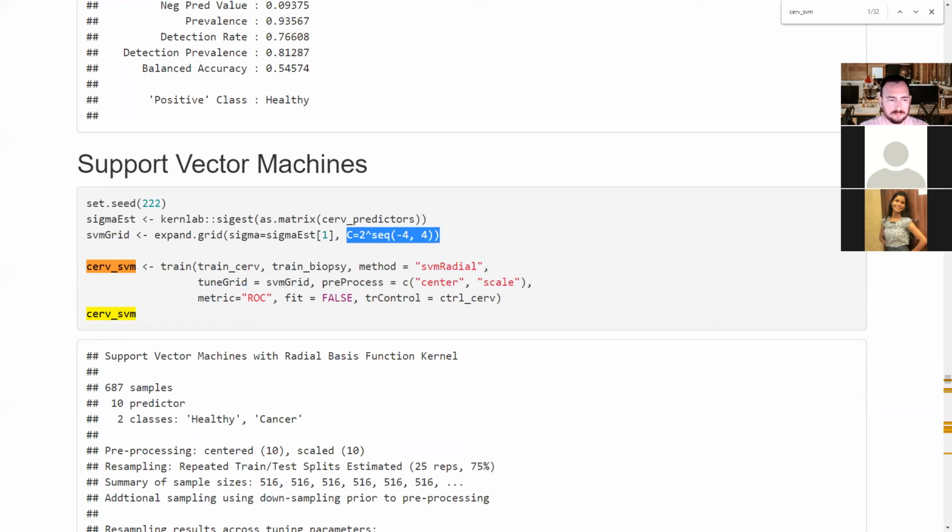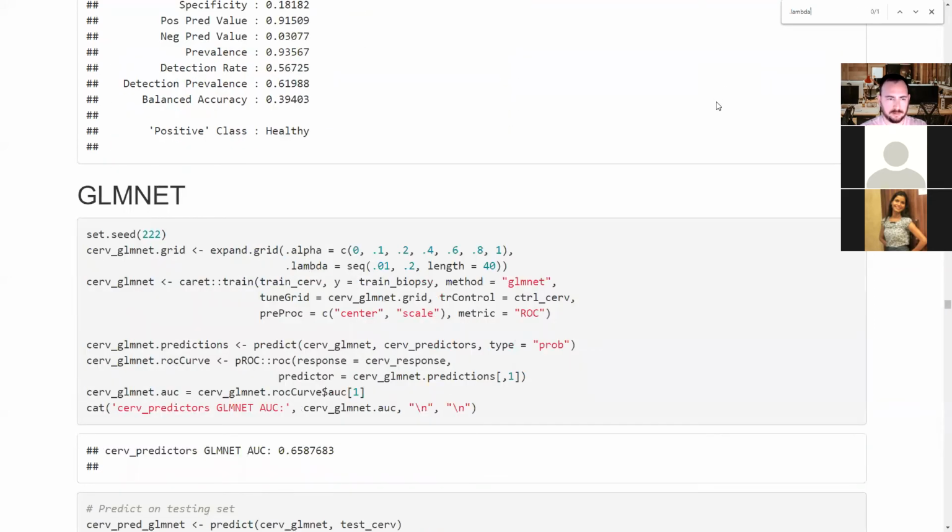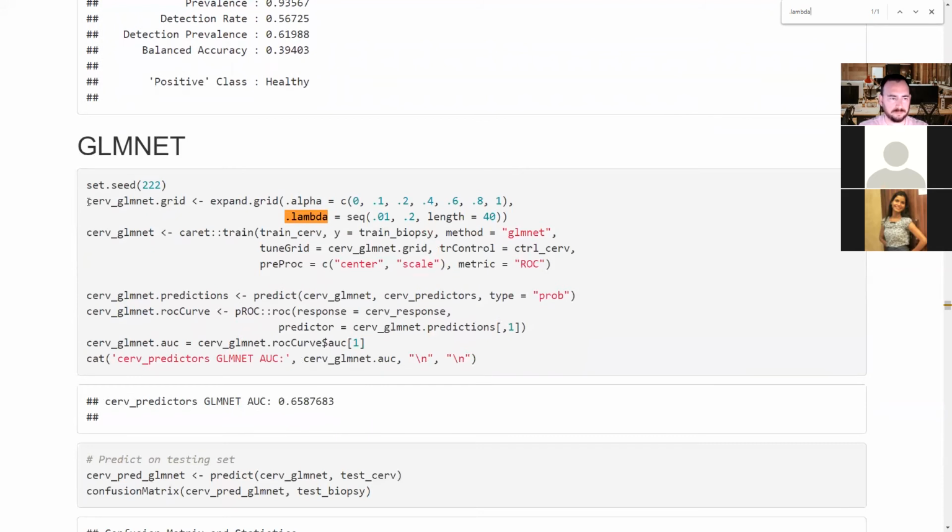Now we move on to the Penalized GLM Net model, which uses lambda, length, and alpha values. These values decide whether this penalized model is ridge, lasso, or elastic net. Now we are going to show a table comparison for the train and test data sets.